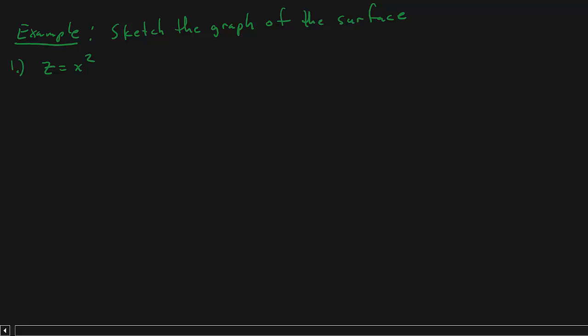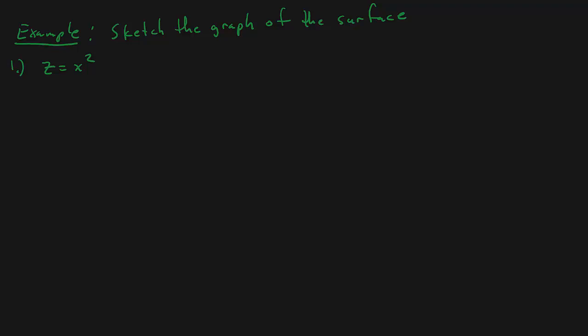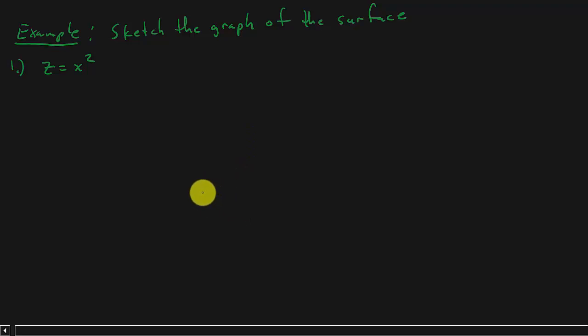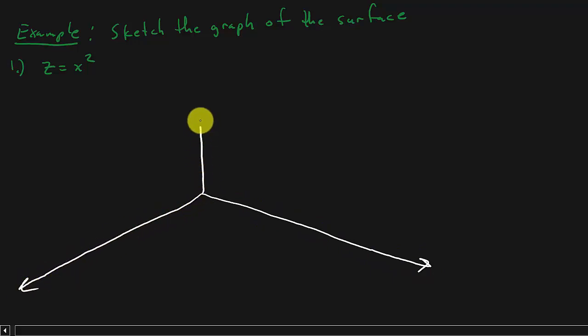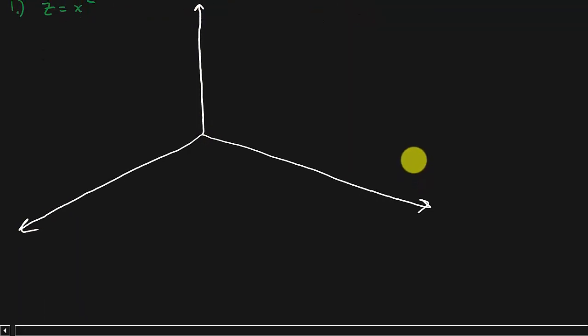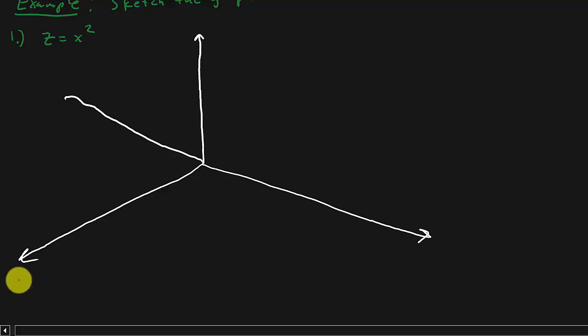So let's look at it. Let's draw our y-axis. Here's our x-axis, and here's our z-axis. Let's continue the y-axis this way. Now, this is a parabola in the xz plane. So we've got x, y, and z. Y can take on any values, so it's going to be an infinite number of parabolas along the y-axis.